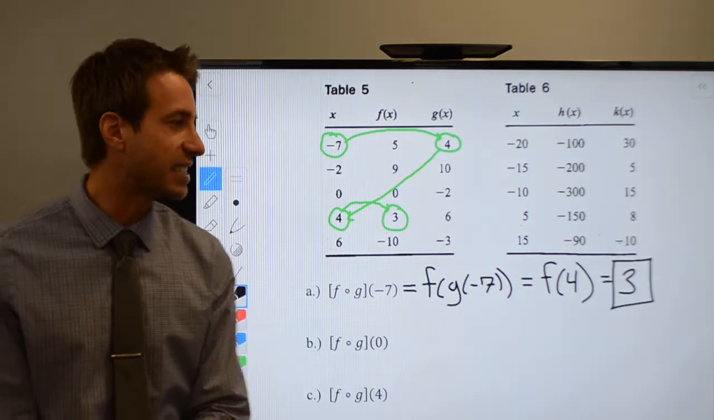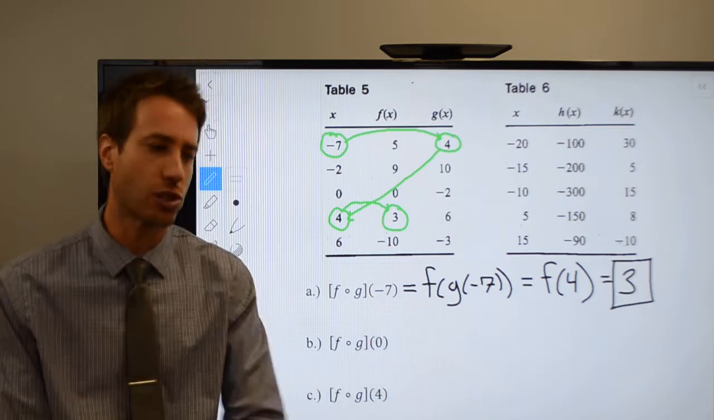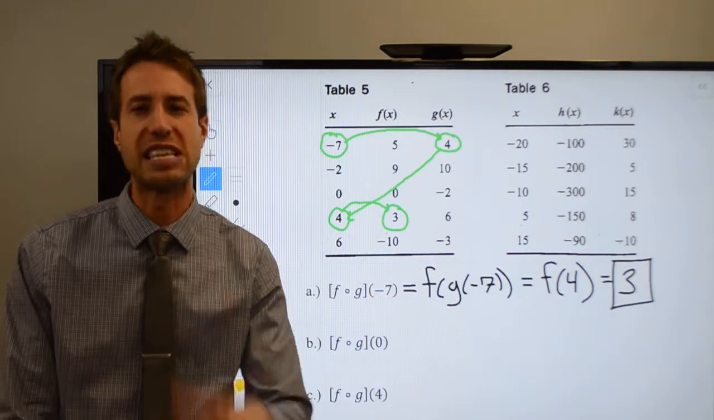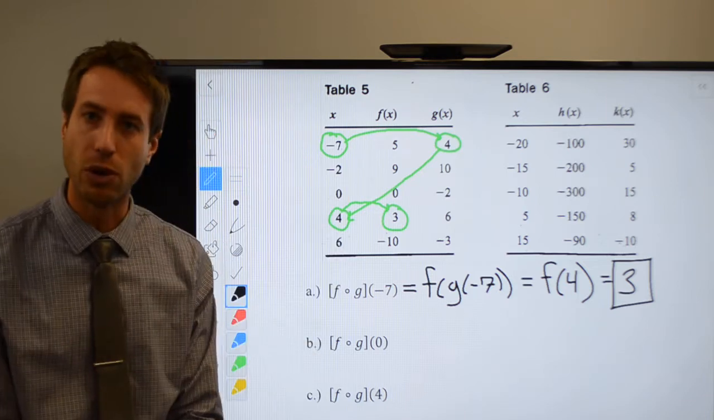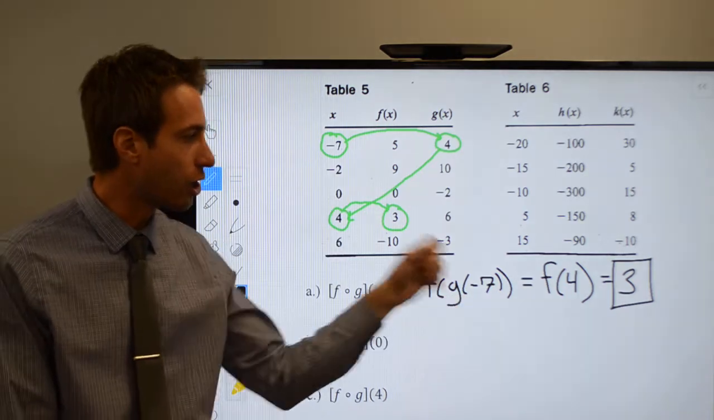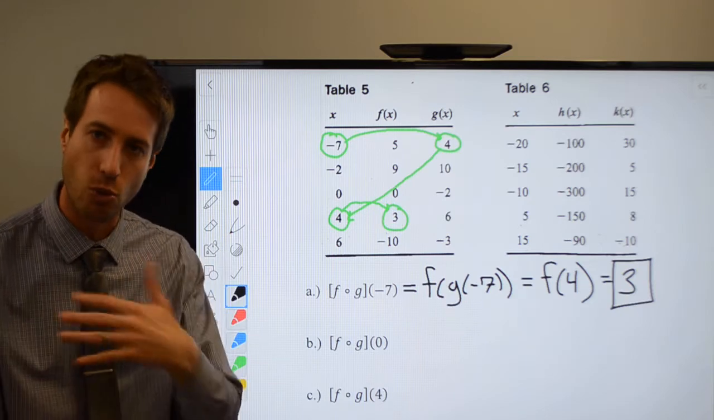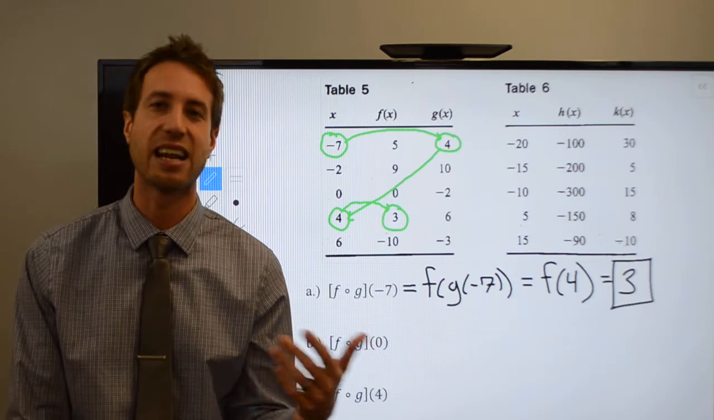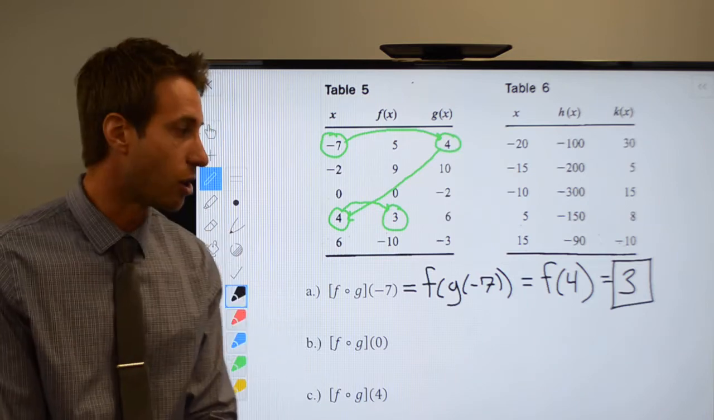Again, this works the exact same way as it did with relations, and the exact same way as it did with the graphs. It's just now instead I give you a table. You just work your way through the composite function, working your way through the table, and remember it is certainly possible to get undefined or does not exist.